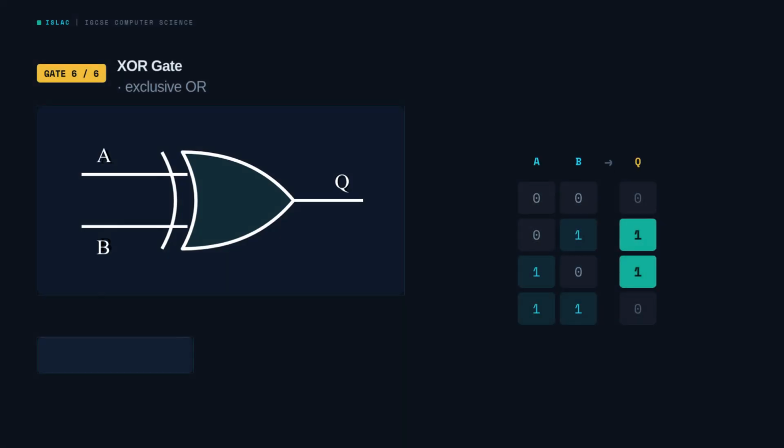XOR, the exclusive OR, outputs 1 only when its inputs are different. 2 the same, both 0 or both 1, give 0. XOR is the gate behind binary addition. We write it A, plus in a circle, B, and the symbol has a double curved back edge.